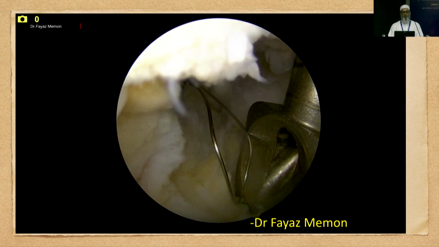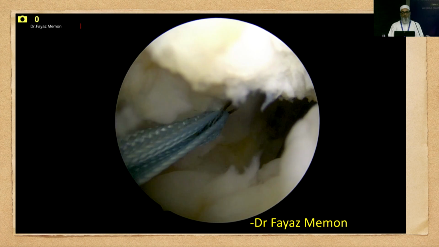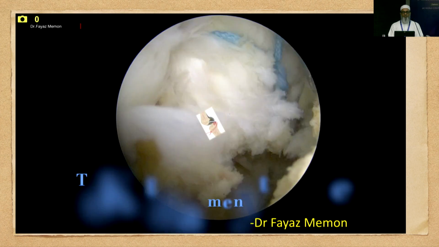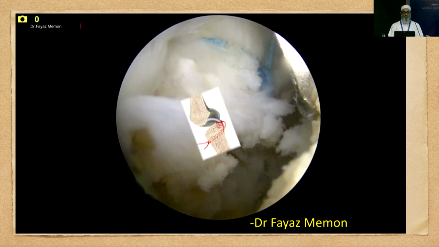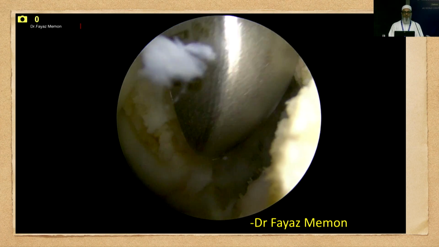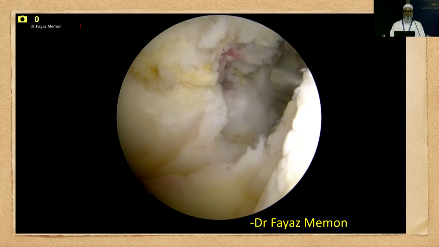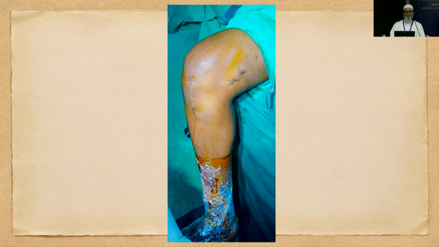Once you have pulled the sutures through the tunnel, pull these sutures anteriorly, and once you pull, the fragment gets reduced. However, you need to see that the fragment has reduced. And once you confirm that it is reduced without doubt, you can tie the knot. This is how it looks post-operatively.